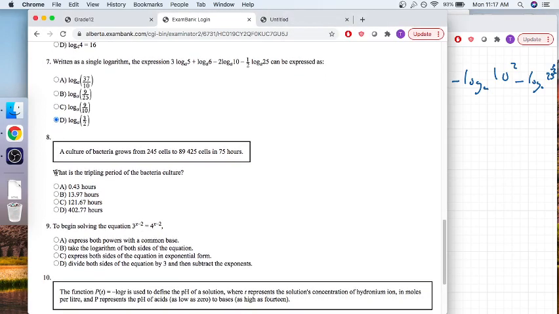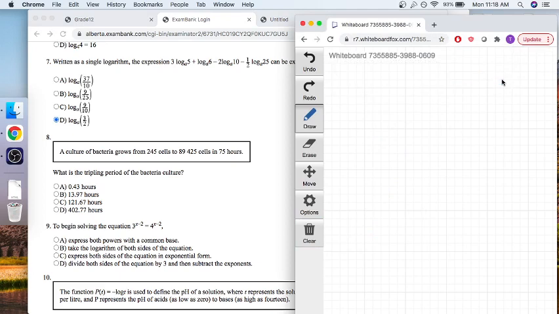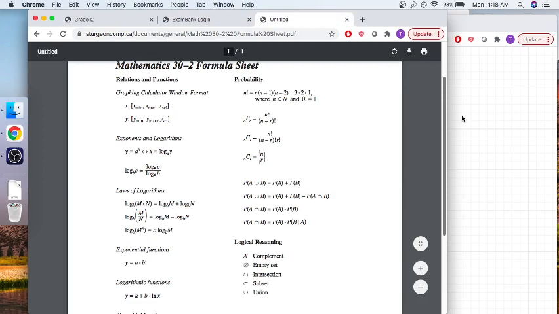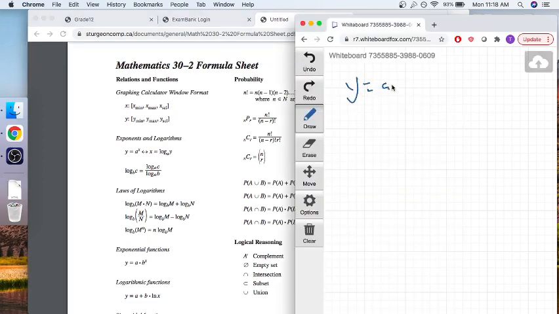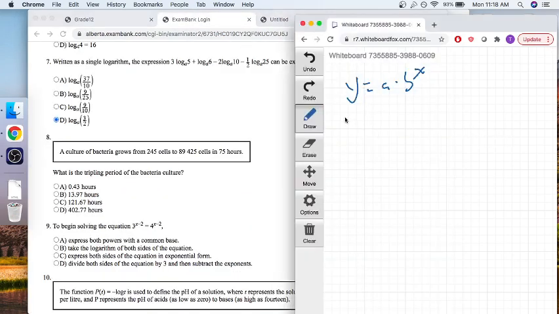A culture of bacteria grows from 245 cells to 89,425 cells in 75 hours. What is the tripling period of the bacteria? Okay, so our formula is going to be y equals a times b to the x. Our y is going to equal 89,425. Our a is going to equal 245. This is our original value, and this is our output value.